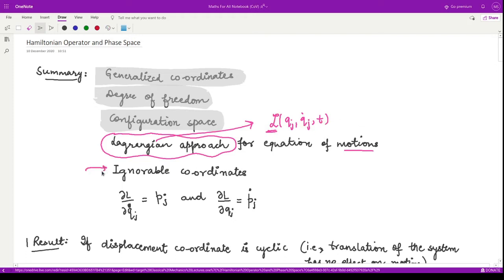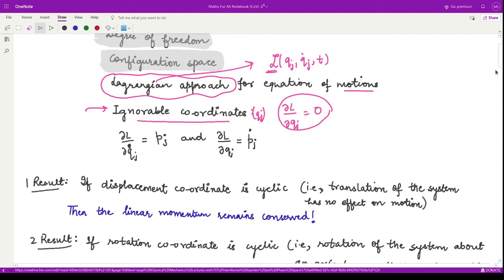Next, we talked about ignorable coordinates. These are also called cyclic coordinates, and when you take the derivative of the Lagrangian with respect to some coordinate, say qj, it comes out to be 0. So this was the definition of an ignorable coordinate. Moreover, in the last video, we also saw that del L by del qj dot is equal to pj, and del L by del qj is equal to pj dot, where pj is the associated momentum for the jth particle. This we defined in the previous video.